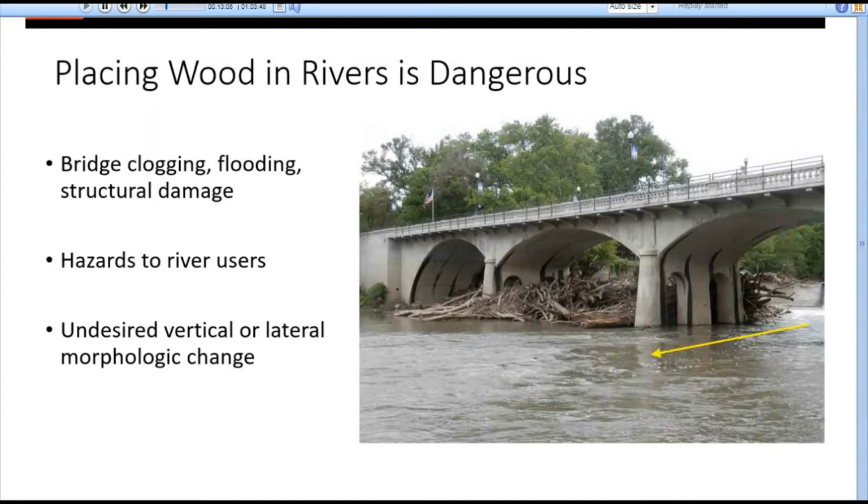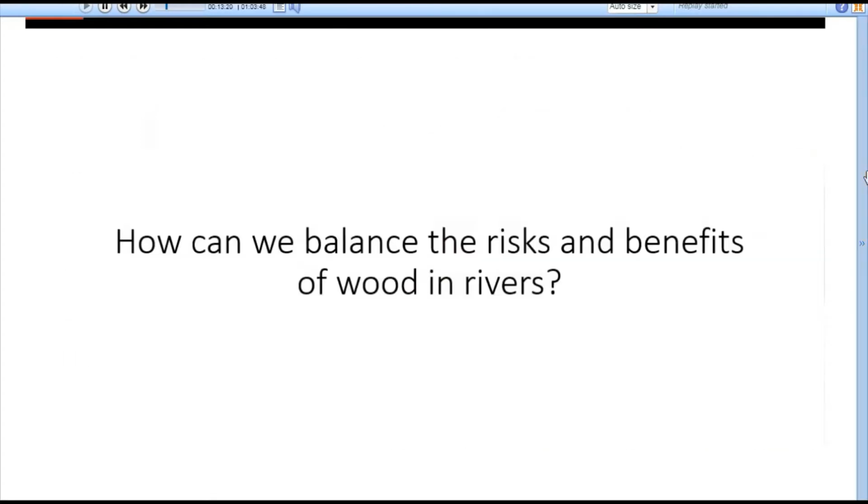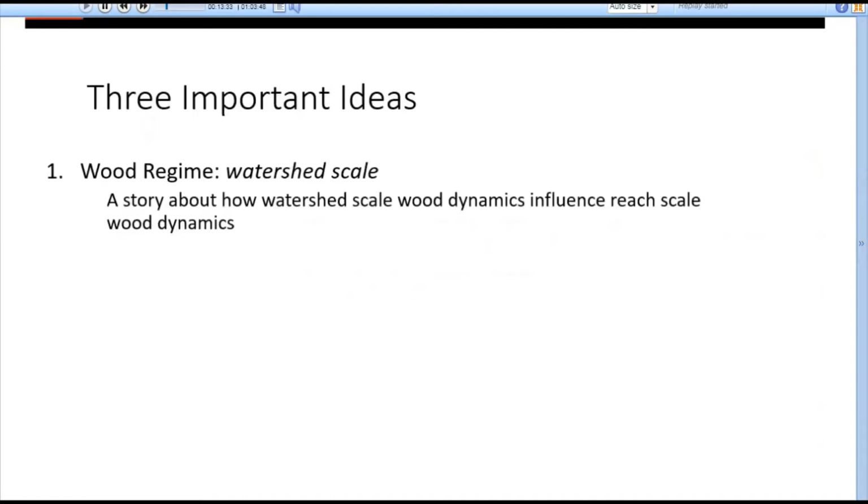It can float downstream, clog on bridges, cause structural damage, cause flooding on roads and in property. It's a natural hazard to river users like anglers and boaters. And of course, it can create this really undesired vertical and lateral morphologic change in rivers that can threaten the property that we tend to have around rivers. So the question then becomes, how can we not just put wood back in rivers, but how can we balance the risks and benefits of wood in rivers?